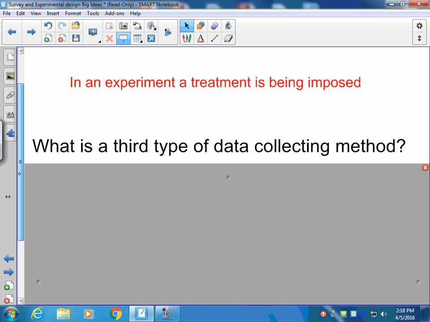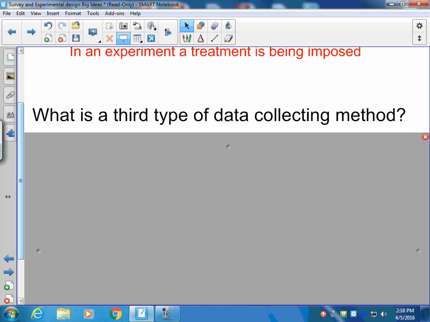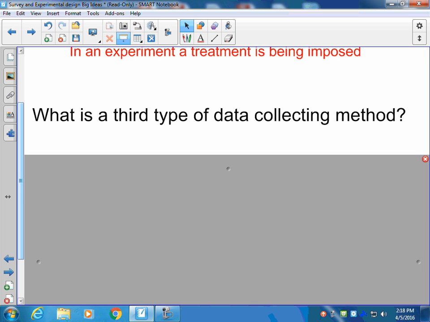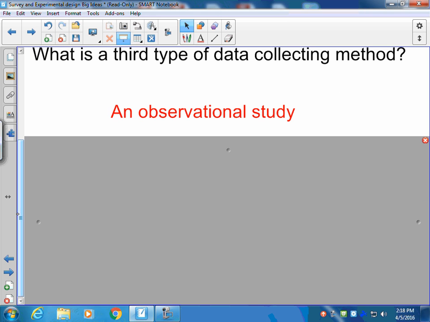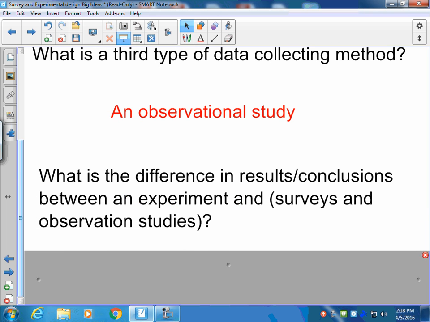Now, there is a third type of data collection that we can look at, and it is distinguished from the other two. That third type is an observational study, where you're observing and recording. It's not technically a survey, where you're handing out a questionnaire or bringing people in for a survey. You're just observing and recording, but it is an additional method for collecting data overall.